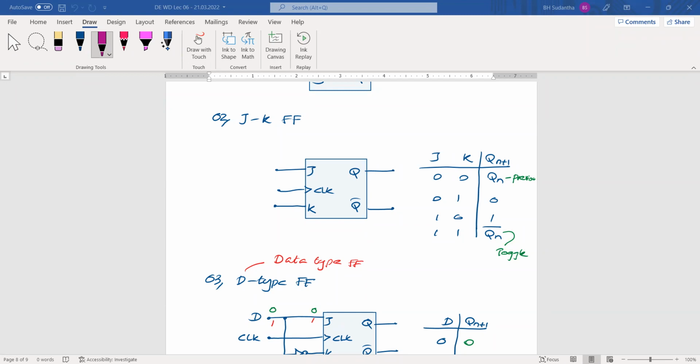Actually, this clock pulse means this is the 0 level, and this is the logic 1 level. In the practical case, this is 5 volts, some kind of positive voltage, and this is 0 volts.